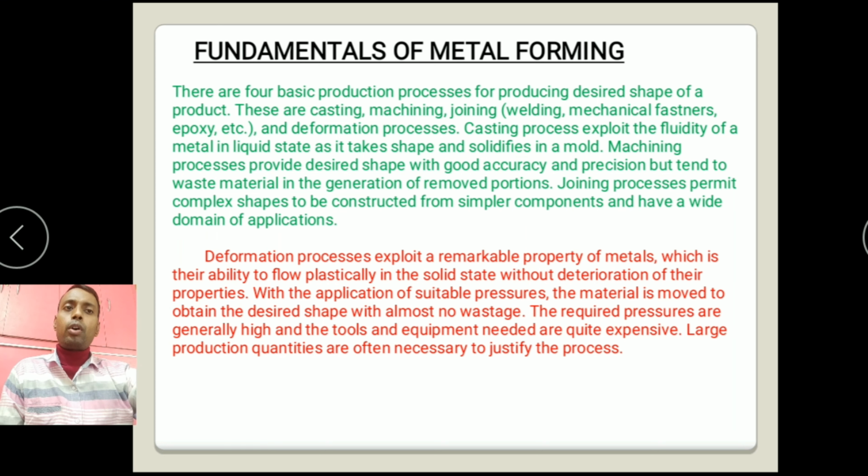Casting process exploits the fluidity of a metal in liquid state as it takes shape and solidifies in a mold. Machining process provides the desired shape with good accuracy and precision but tends to waste material in the generation of the removed portion. That means with the help of a removal process the desired shape will come. Joining process permits complex shapes to be constructed from simpler components and has a wide domain of application. This is all about casting, machining and joining process.